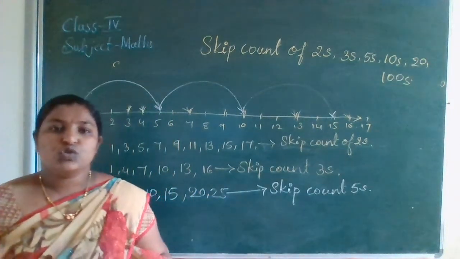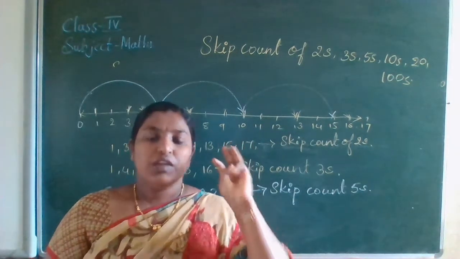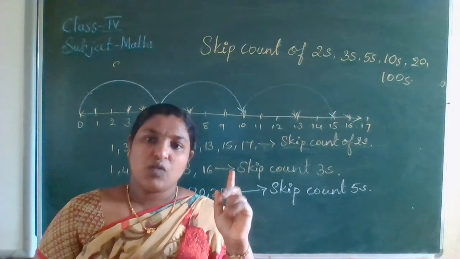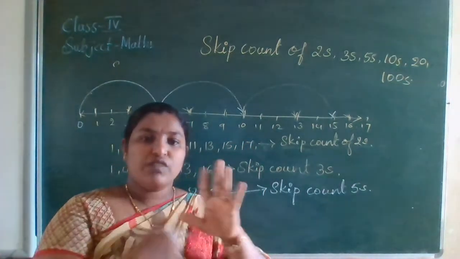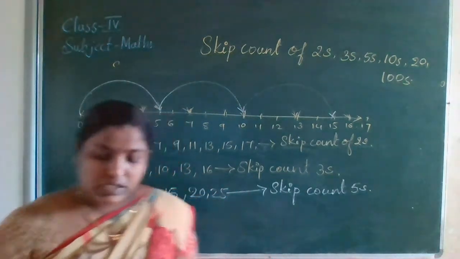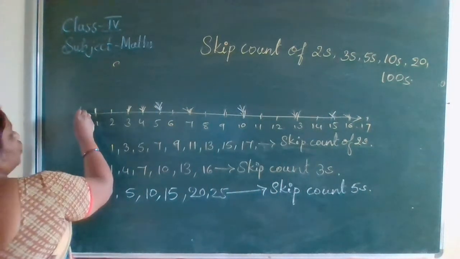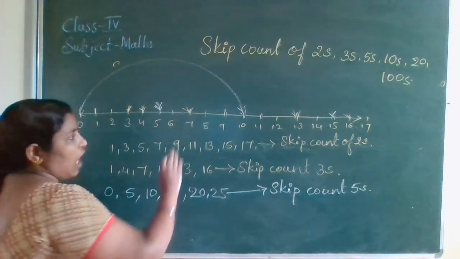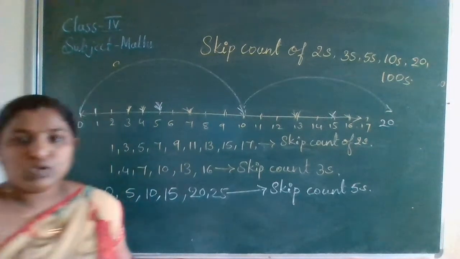If skip count 2s, you should hold 2 fingers. If skip count 3s, you should hold 3 fingers. If skip count 5s, you should hold 5 fingers. And if it is skip count 10s, you should hold 10 fingers, or you can use 5 fingers 2 times. 1, 2, 3, 4, 5, 6, 7, 8, 9, 10. Okay, next skip count 10s. 0 to 10: 1, 2, 3, 4, 5, 6, 7, 8, 9, 10. After this 10 steps will be 20. This is skip count 10s.